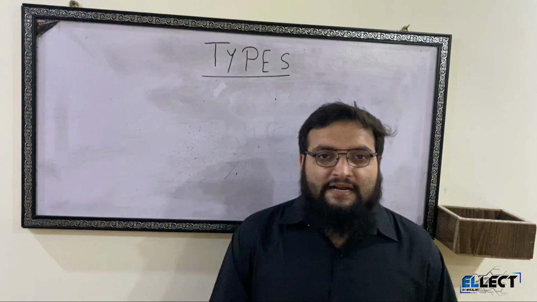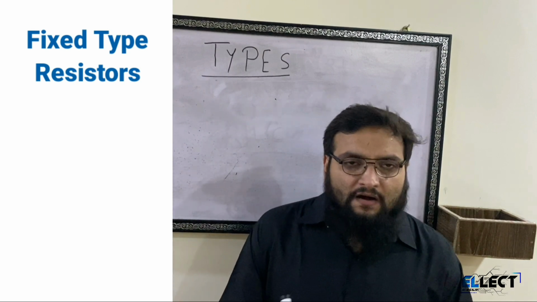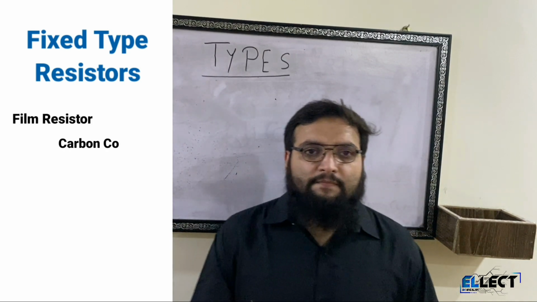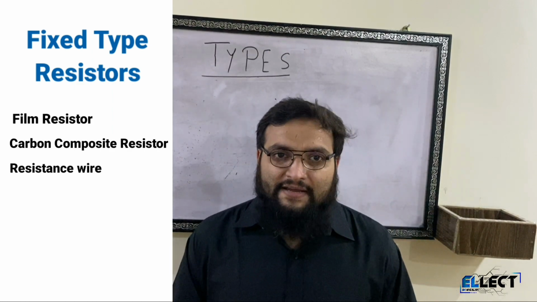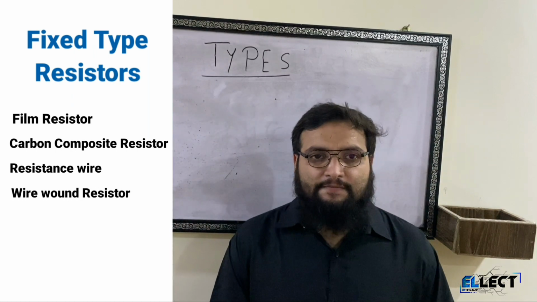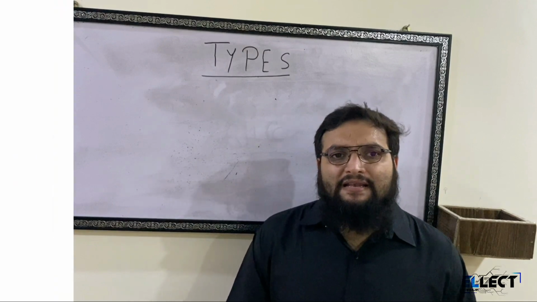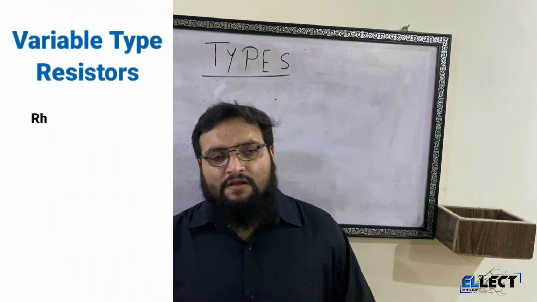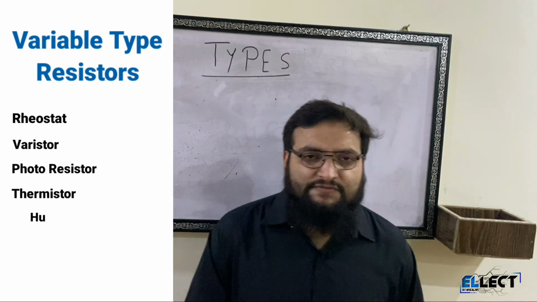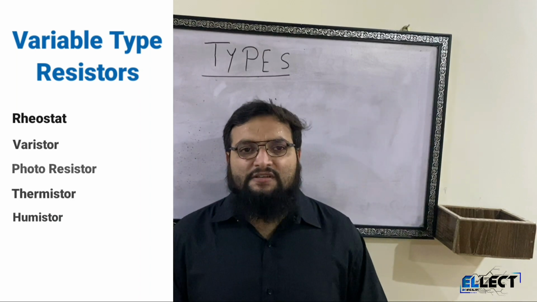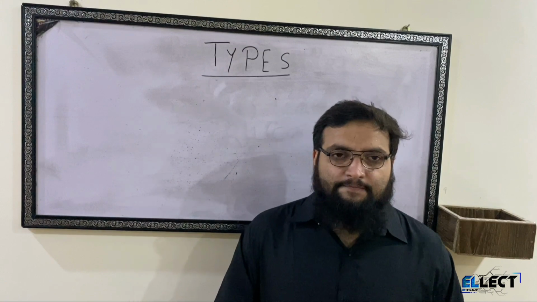The resistors that are categorized as fixed type resistors are film resistor, carbon composite resistor, and wire resistor or resistance wire, or wire wound resistor. These four types of resistors are categorized as fixed resistors, while the variable resistors are rheostat, varistor, photoresistor, thermistor, and humistor.